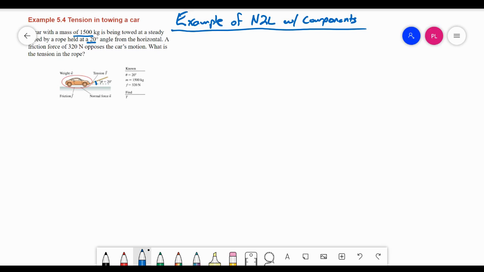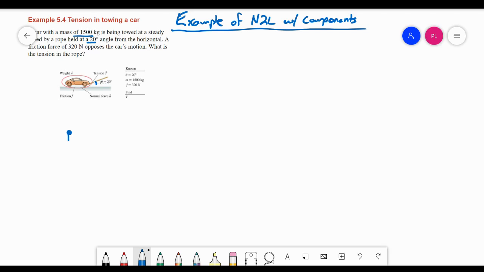Frictional force is 320 newtons. What's the tension in the rope? So if I start off with the free body diagram, I'm not worried about the entirety of the car rotating. The wheels will spin, but the mass of the wheels compared to the mass of the vehicle is pretty small. So I'm not concerned about that. If I look at a free body diagram, they've done a nice job of circling this for us.